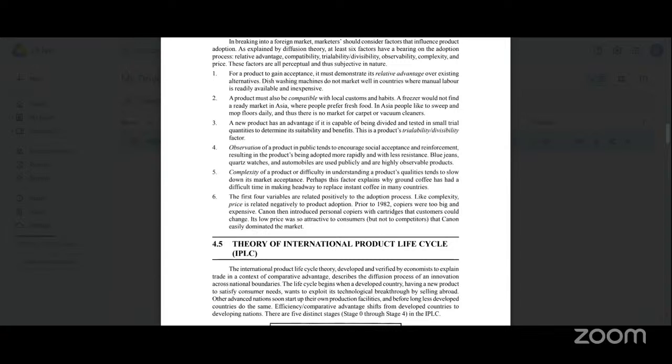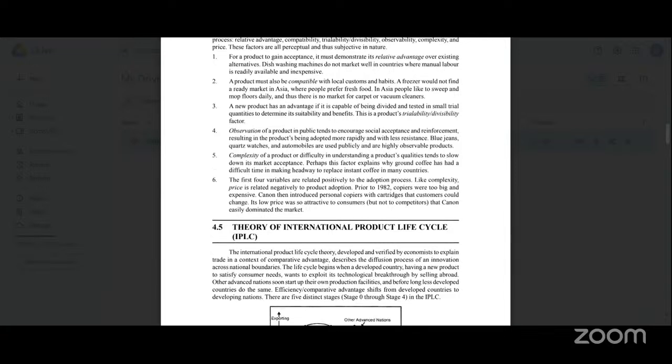So, there is no market for carpet or vacuum cleaners, even if they are removed, dusted, and put back after the regular mopping and cleaning is done. So we have a different thought process. The products that we need to introduce into any market have to be localized for that particular market.